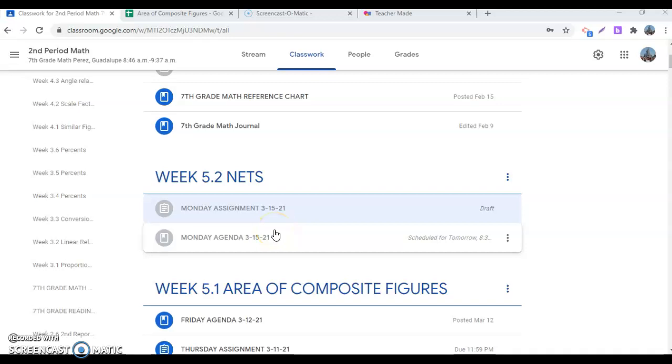Hi guys, so you want to make sure to complete the bell ringer for today. It is attached under the agenda. You'll see it. It's the Google form. You're going to complete the bell ringer. You're going to make sure that all of your assignments are turned in.